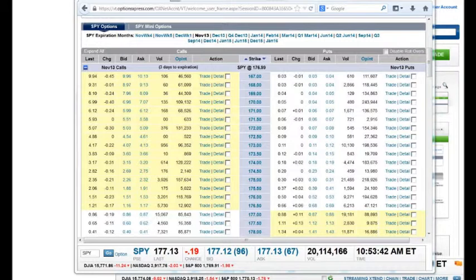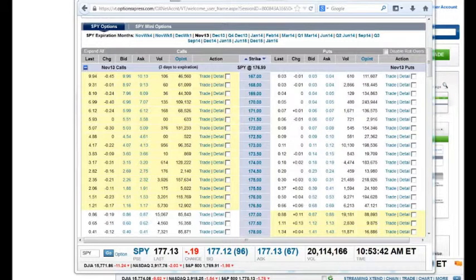Now, not every stock is optionable. Sometimes you're going to come across a stock and you can't trade options on it, and that is due to the company themselves. They have to go in and get that process started to be able to have options traded on them. Most of the big ones are going to have options available to trade.